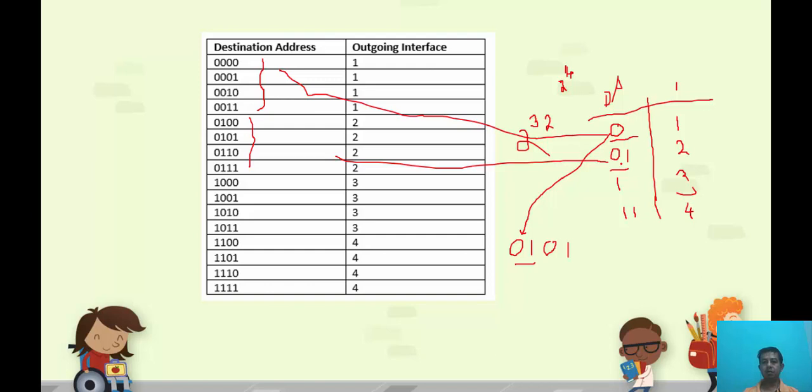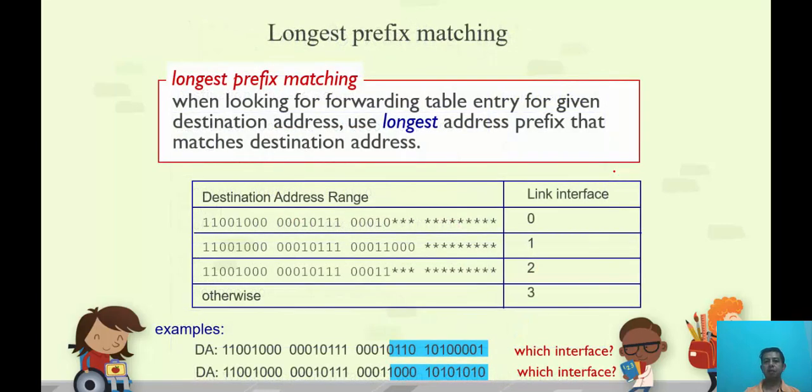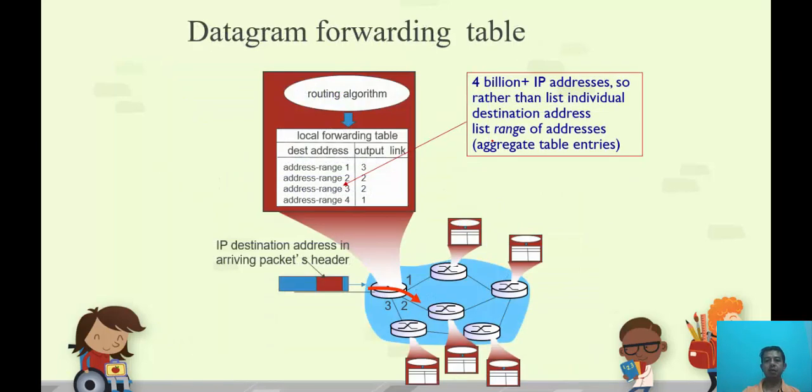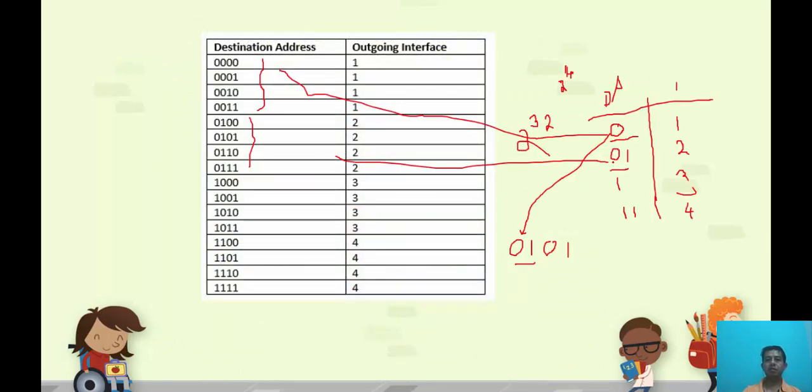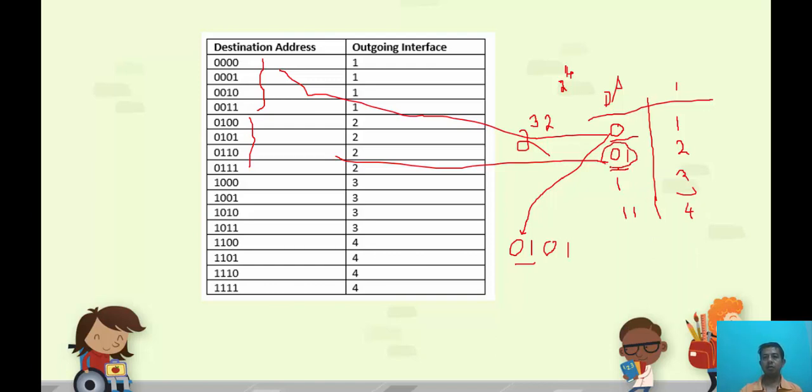Clear? You got the problem? Because this destination address satisfies this entry and also this entry, but it has to decide only one. So when I have this sort of problem, this is solved using a technique known as longest prefix matching. This technique says that when looking for the forwarding table entry for a given destination address, use the longest address prefix that matches the destination address. Note the word longest address prefix. So going back to this example, which one is the longest prefix? Obviously this one, 01. It matches both the case for 0 and it matches for 01 also. But this is longer, bigger. This is of 2 bits.